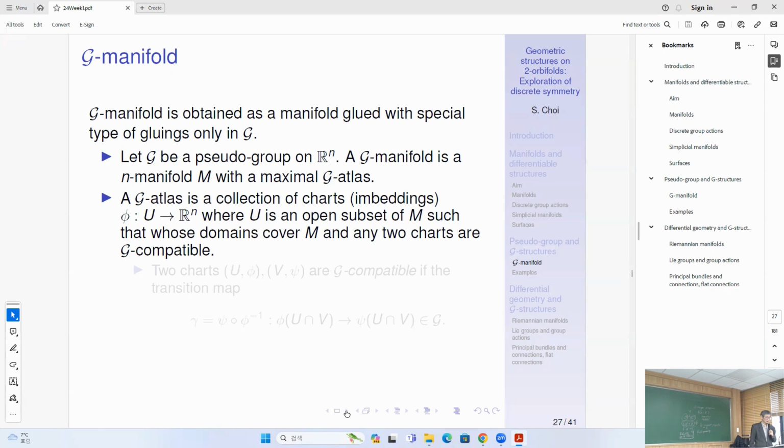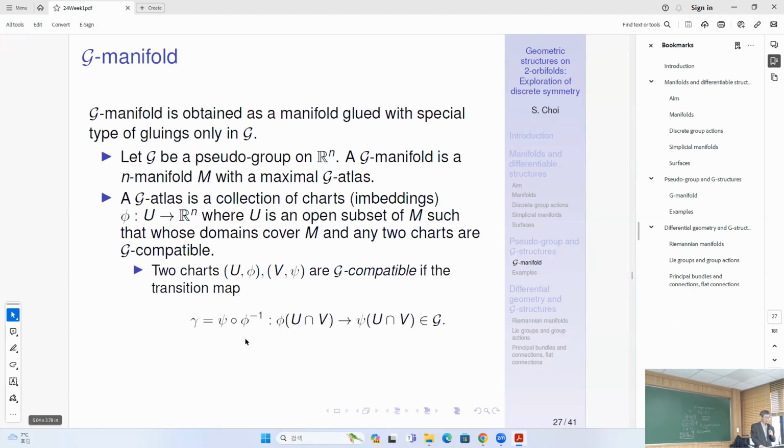A G atlas is a collection of charts phi going from U to Rn, where U is an open subset of M, whose domains cover M, and any two charts are G compatible. So you cover M by these charts, and then they have to be G compatible. So what is G compatible?